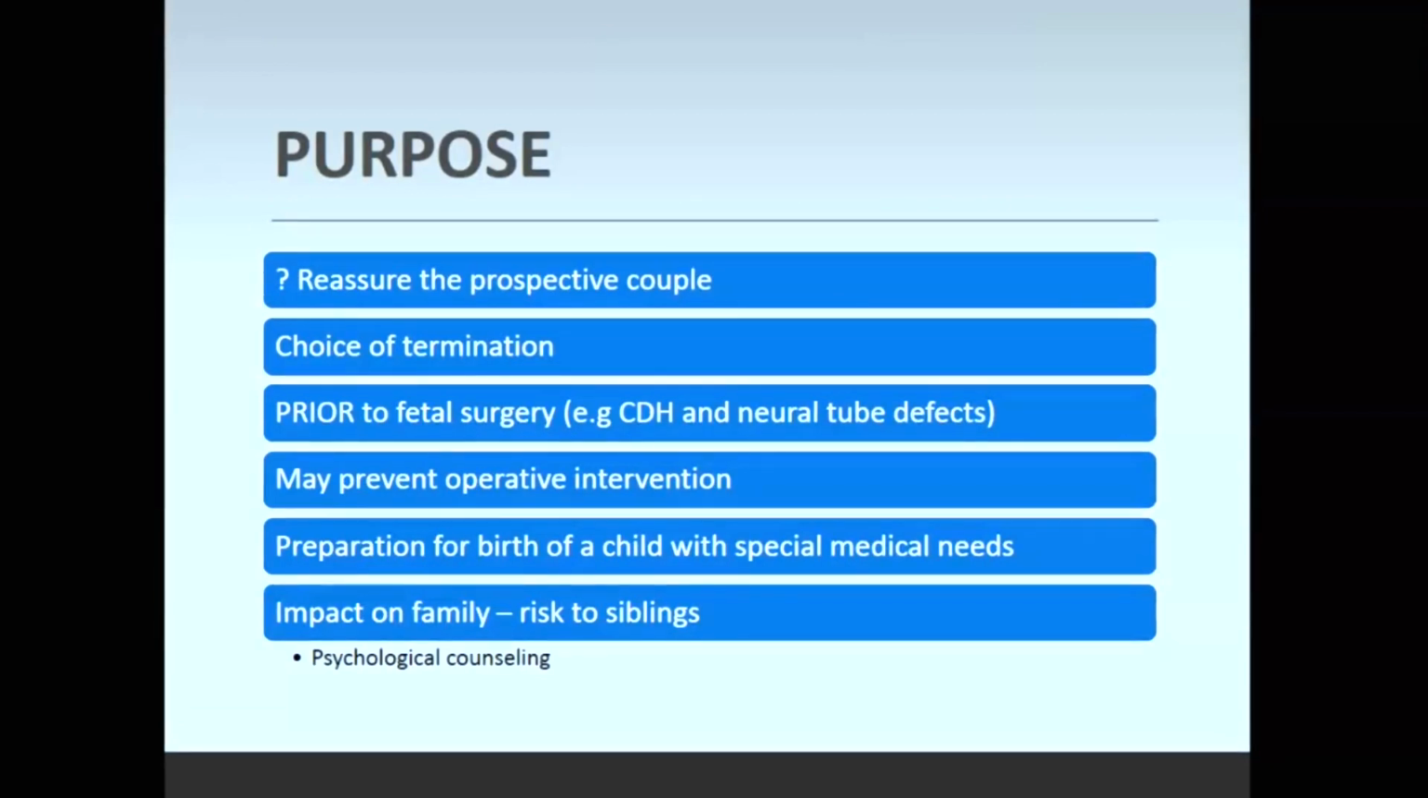In some cases, such as congenital diaphragmatic hernia, where surgical intervention is available, we need to rule out major chromosomal abnormalities before undergoing any surgical intervention. Sometimes if the baby has some major malformation, we may avoid surgical intervention like cesarean section at the time of birth. And sometimes it is essential for psychological counseling so that the family is prepared.